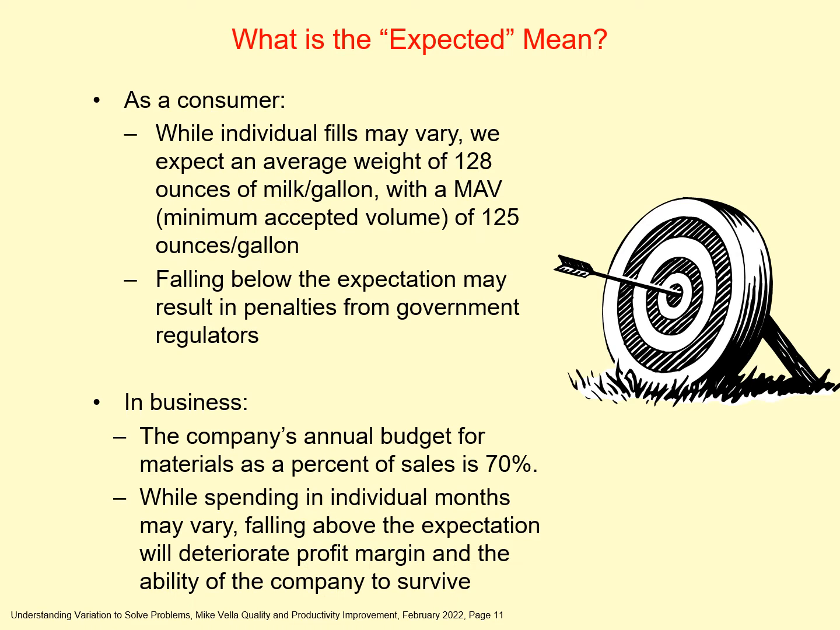In business, the president of your company has set an annual budget, let's just say, for materials as a percent of sales. They set together their annual plan, and we know on average materials are going to be about 70% of sales, fixed costs are going to be X percent of sales, which leaves all other variable costs and profit to be squeezed out with a little bit left over. While individual spending on materials as a percent of sales may vary in individual months, falling continually above the expectation will deteriorate profit margin and the ability for the company to survive.